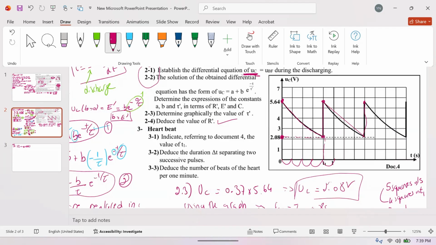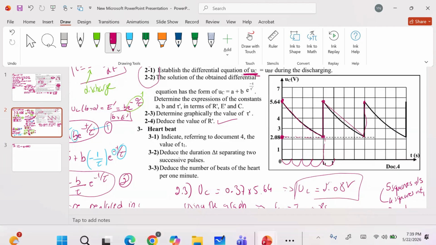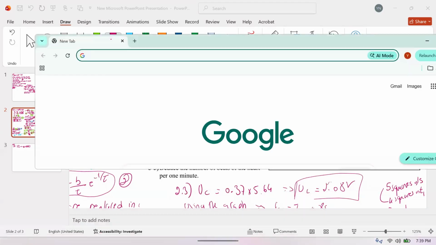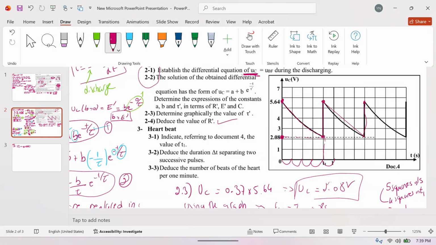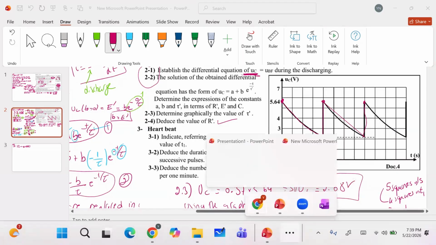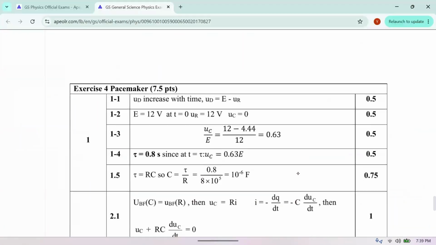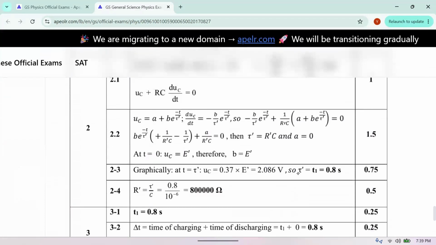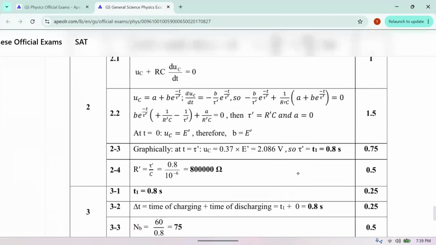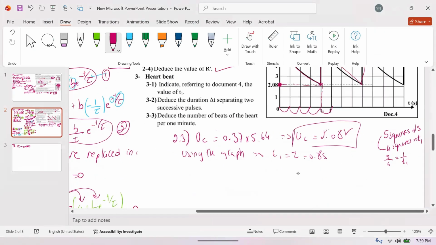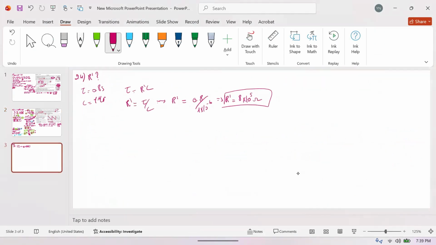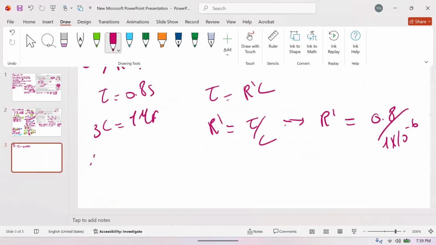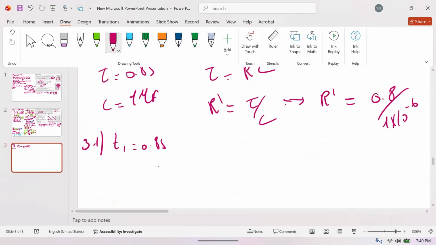How do we do that? Using the squares, 5 over 4, 1 over T1. Let me just check the session again. Maybe they used another method, and that's completely fine. This is it. Yep. So graphically, T equals tau prime, which is 0.8. Then they re-ask the same question. They just wrote the answer. That's fine. So 3.1, we simply say that T1 is equal to 0.8 seconds.